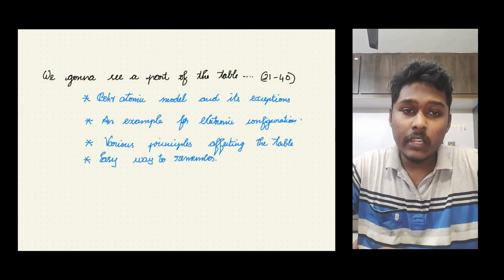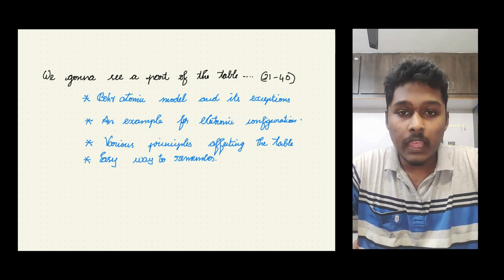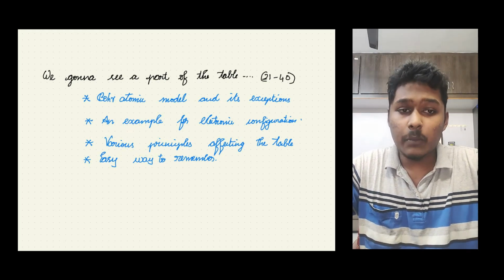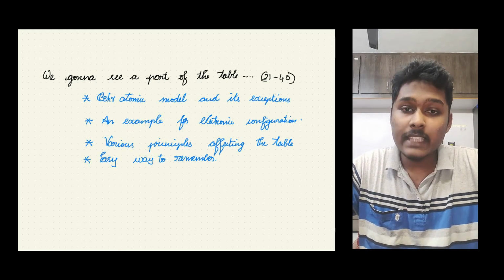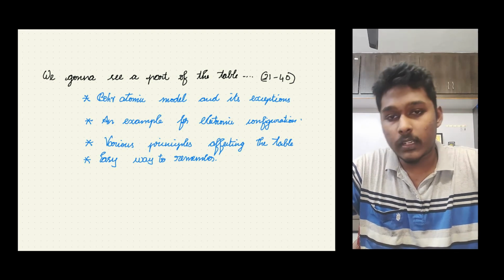But our area of discussion today is not the periodic table but the electronic configurations of the elements with atomic numbers 21 to 40. We will discuss the Bohr atomic model and its acceptations, we will see an example of the electronic configurations, and we will see how various principles affected the periodic table. Finally, we will have an easy way to remember it. That's it now. We will see it one by one.